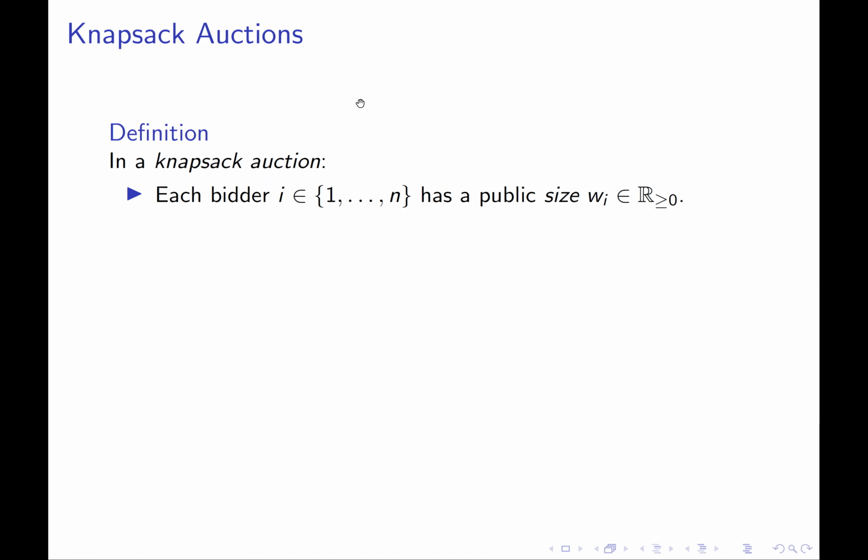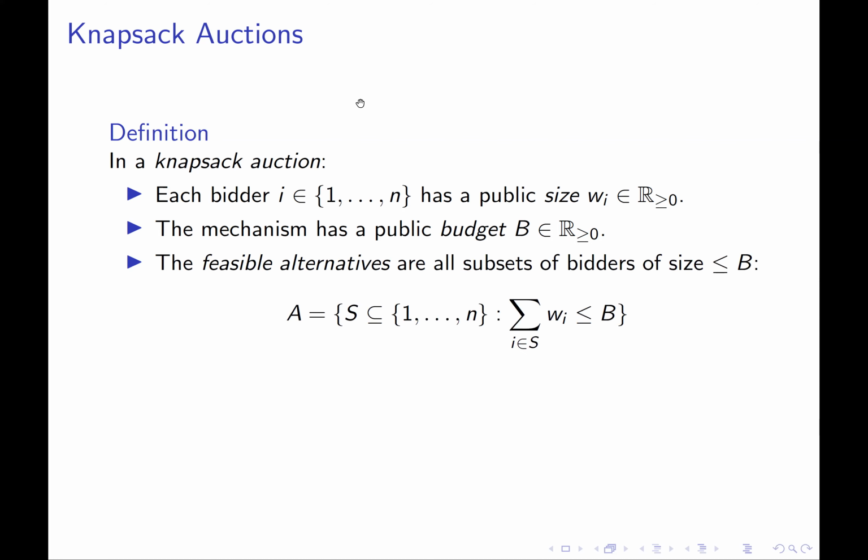So in a knapsack auction, each bidder will have a public size. This is something that they can't lie about. And the mechanism has a public budget. Again, this is commonly known to everybody. The budget is just some positive real number. We'll call it B.